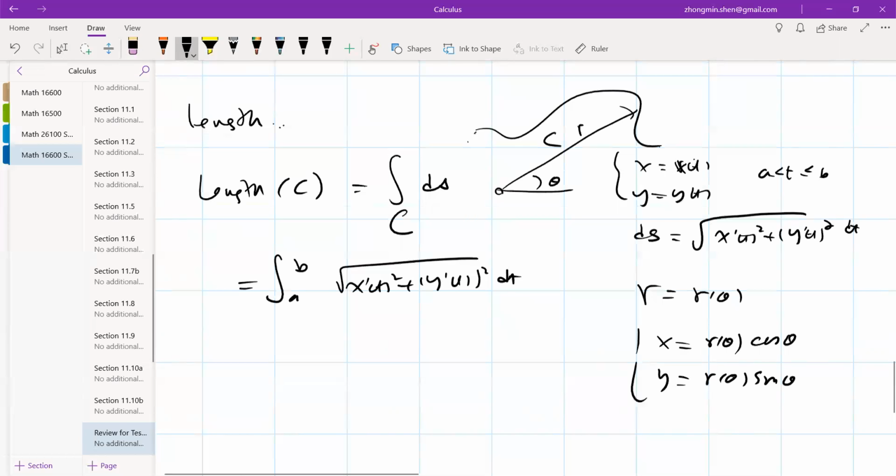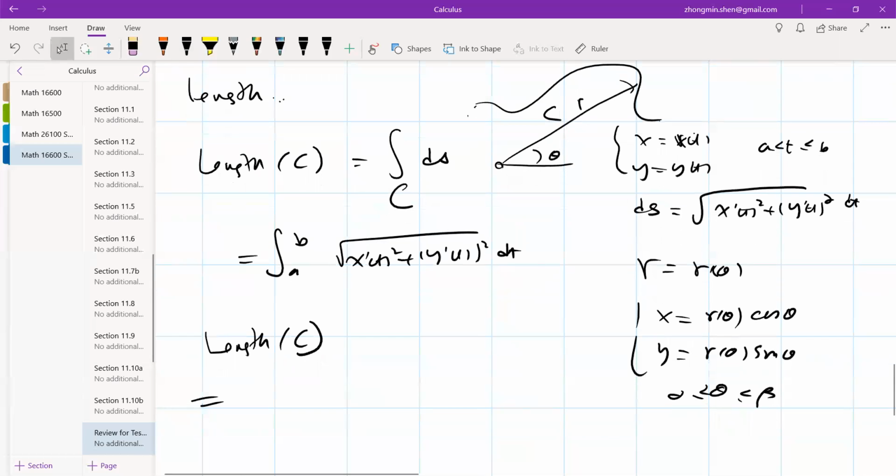Sometimes you're lazy, you don't want to write down theta here, so R over theta. Now, if you use that formula, you plug into the above formula, if theta is between alpha and beta, then the length is going to be given using these parametric equations, and then you have a formula which is given.